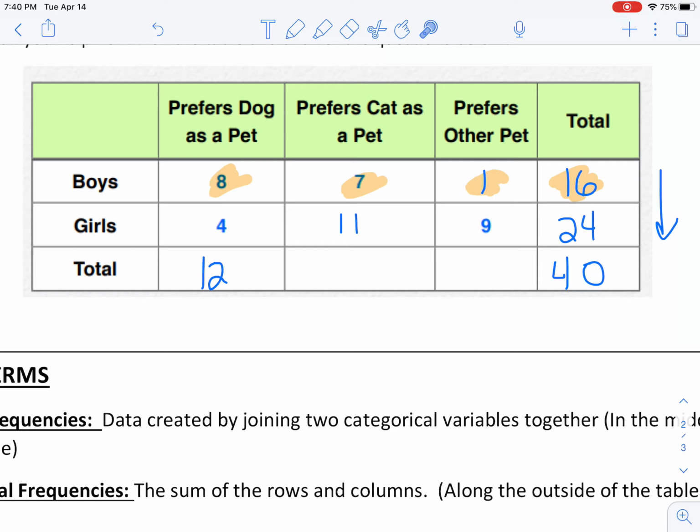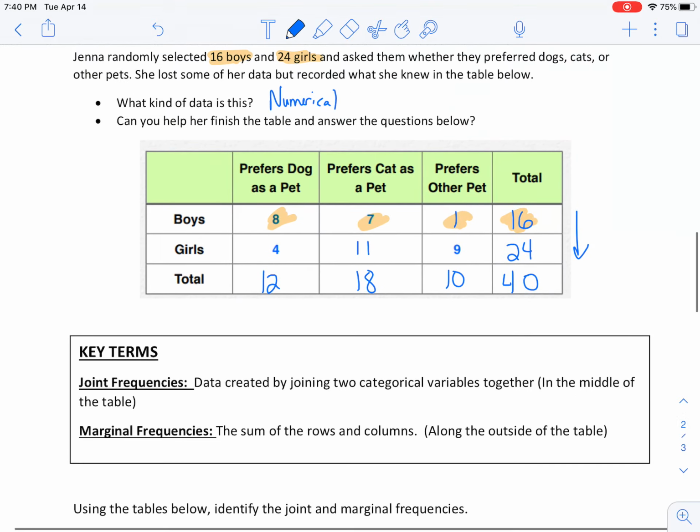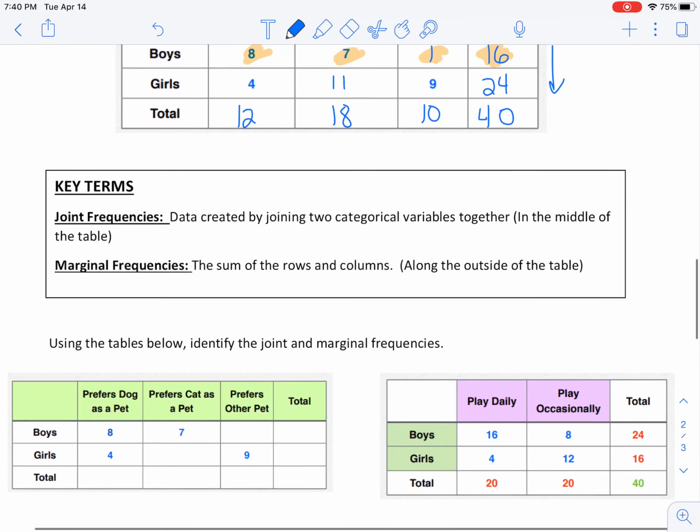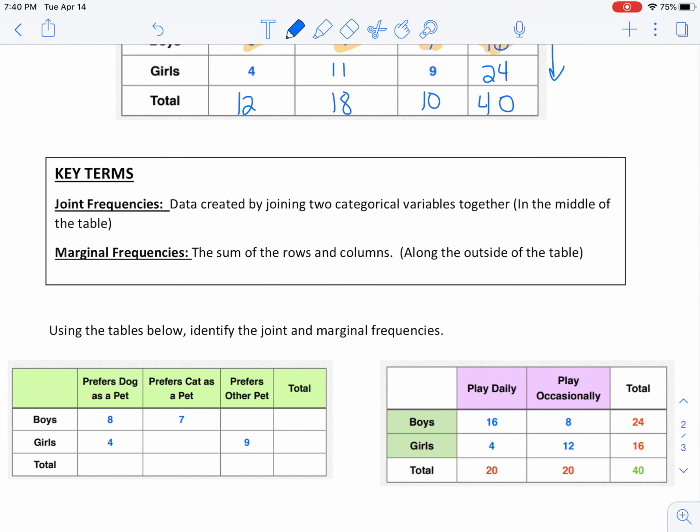Okay, and then we're just going to add these down. So 8 plus 4 is 12. 7 plus 11 is 18. And 1 plus 9 is 10. Okay, so that's filling out a two-way table. Pretty easy, right? Okay, then there's some more key terms.